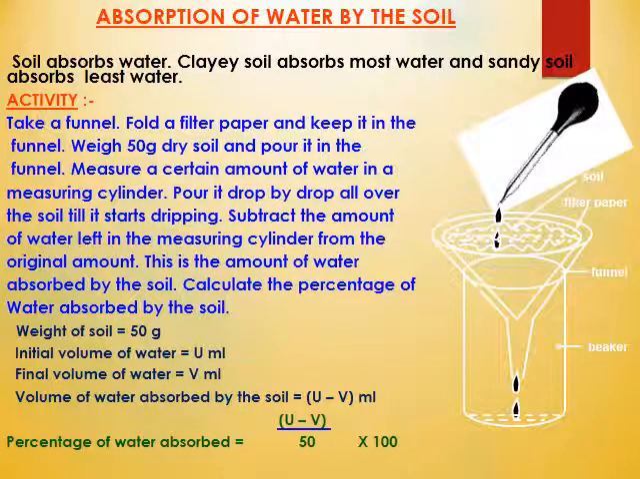If we pour half a glass of water in the soil, it gets absorbed because soil has pores in between its particles. The capacity to absorb water differs in various soils. Sandy soils absorb the least and clayey soils absorb the maximum amount of water. In this activity, as shown in the slide, we can calculate the percentage of water absorbed using a simple formula, as shown.